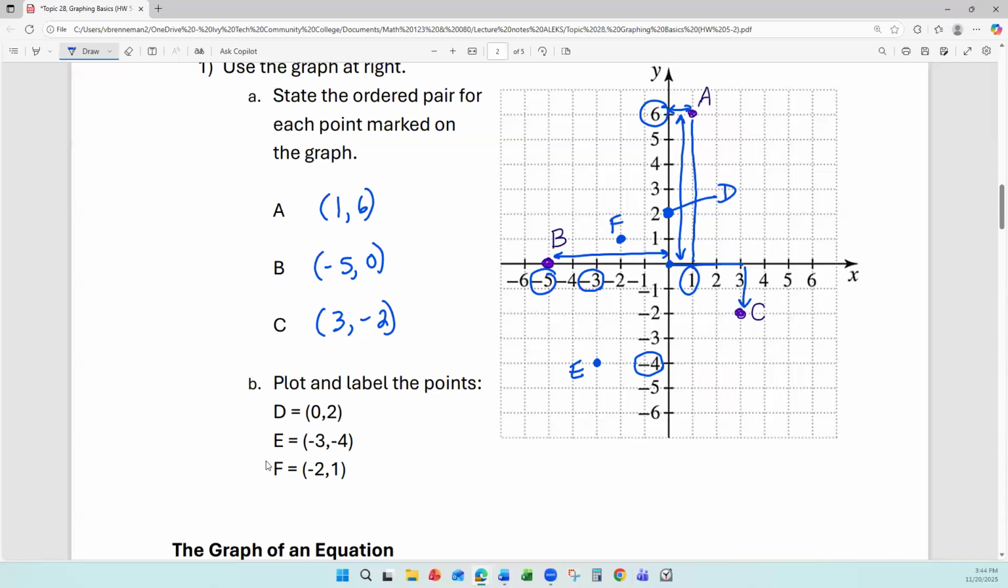So you will need to be able to plot points on a grid or look at points on a grid and identify, give their ordered pair.